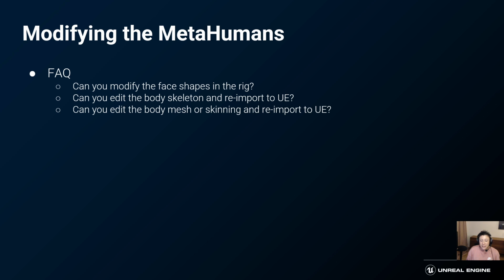Can you edit the body skeleton and re-import to Unreal Engine? Yes, for example, you can add extra joints if you would like to. However, just be aware that these changes will be propagated to the MetaHuman base skeleton, which consequently will also be propagated to any other MetaHumans you may have in the project, unless, of course, you import the skeleton as a different skeleton.